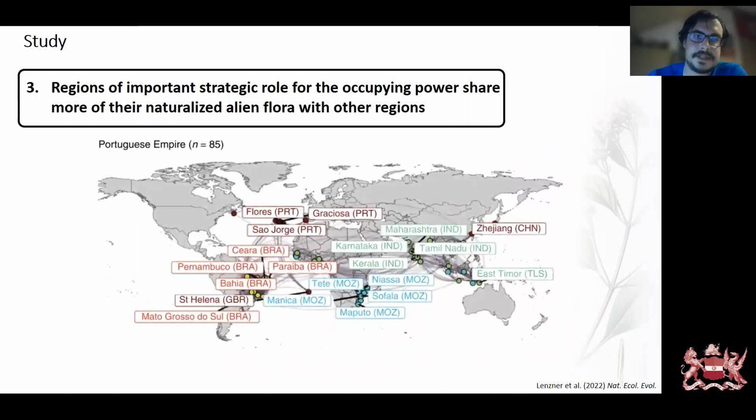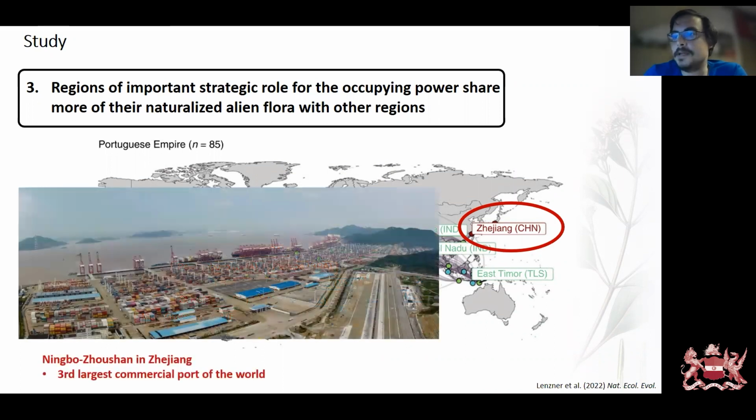But we also see in these networks that other regions pop up. Here, for example, Zhejiang in China, which back then was not as important as other regions, so it doesn't really fit in the argumentation of the slide before. But it makes sense that this region pops up because if we're looking at Zhejiang today, we get a picture like this, where we have the Ningbo Zhoushan port, which is the third largest commercial port of the world. So it's a big entry point of species accidentally and deliberately being introduced to these regions as there's a lot of commodity and trade going on.